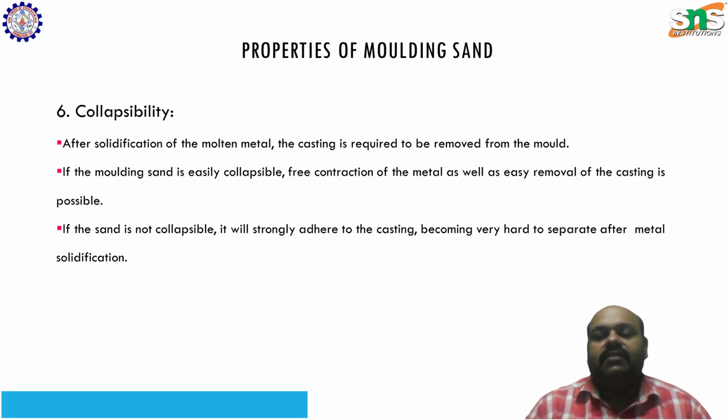With this, the properties of the molding sand are completed, and all six properties have to be ensured whenever you are selecting a molding sand for the sand casting process.